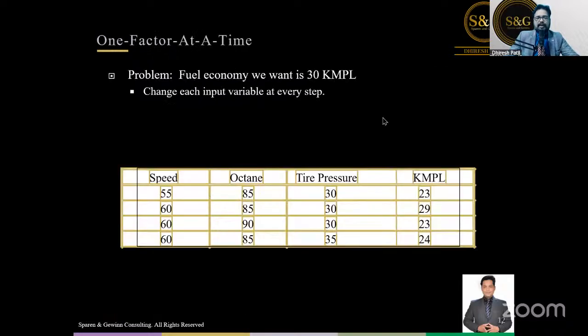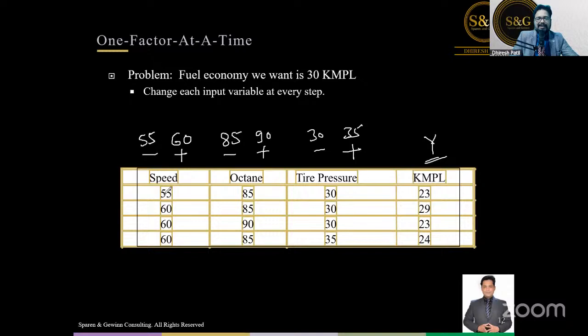Okay. Now, this is how they have identified, for example, these three factors. For example, speed. Lower setting for speed was 55, higher setting was 60. So minus is 55, plus is 60. For octane, lower setting is 85, which is minus, and higher setting was 90, which is plus. Tire pressure, lower setting was 30, which is minus, and higher setting was 35, which is plus. And this is your Y, which is your result, mileage kmpl, kilometer per liter.